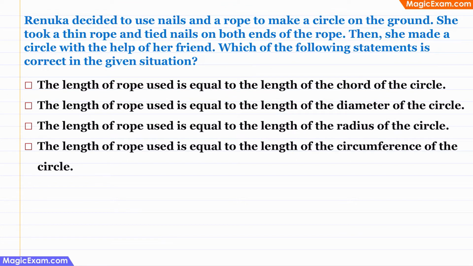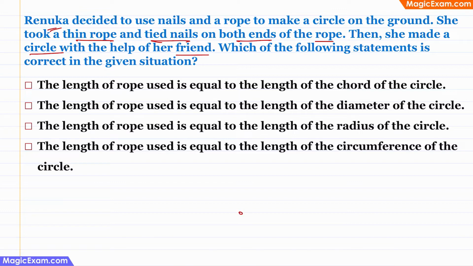Renuka decided to use nails and a rope to make a circle in the ground. She took a thin rope and tied nails on both ends of the rope. Then she made a circle with the help of her friend. Which of the following statements is correct in the given situation? So what did Renuka do?